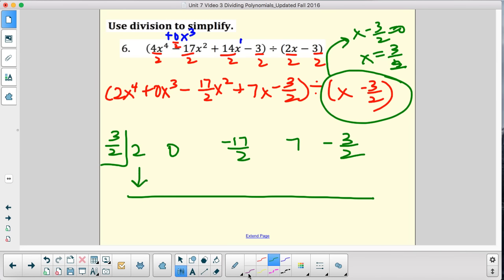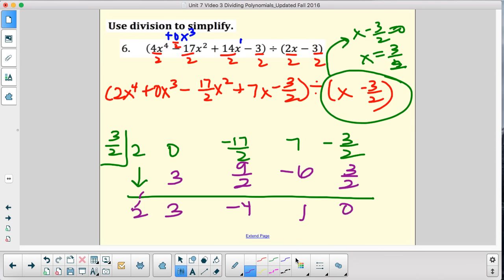I'm going to go through this quick, but if you needed to, you could get out your calculator and do all the fractions on there. So you bring down the 2. We have 3 times 2, which is 6, divided by 2 gives me 3. Then I add. I get 0 plus 3 is 3. Then I would do 3 times 3 is 9 over 2. Not super nice, so I'll just write 9 over 2. Negative 17 plus 9 is negative 8 over 2, which gives me negative 4. Then I would do 3 times negative 4, which is negative 12 over 2, which gives me negative 6. 7 minus 6 is 1. This gives me positive 3 over 2.